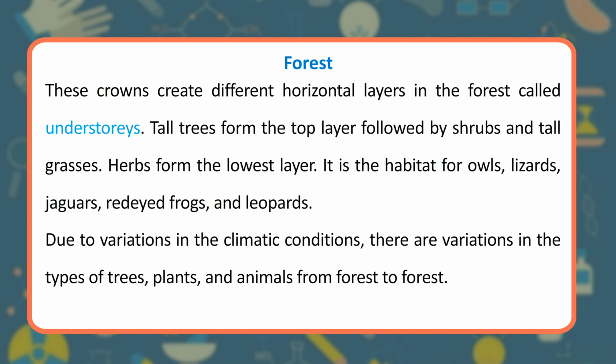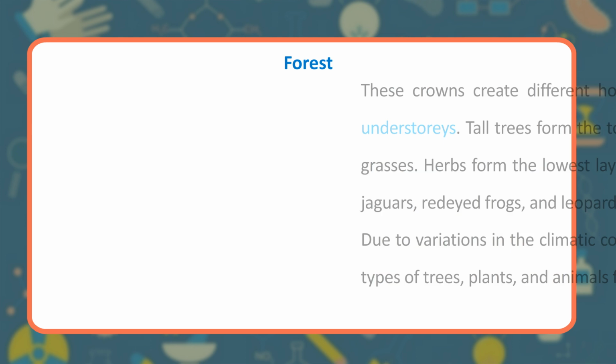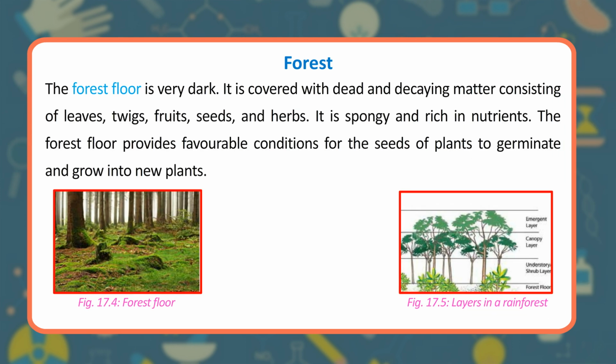Tall trees form the top layer, followed by shrubs and tall grasses. Herbs form the lowest layer. It is the habitat for owls, lizards, jaguars, red-eyed frogs, and leopards. Due to variations in the climatic conditions, there are variations in the types of trees, plants, and animals from forest to forest. The forest floor is very dark.